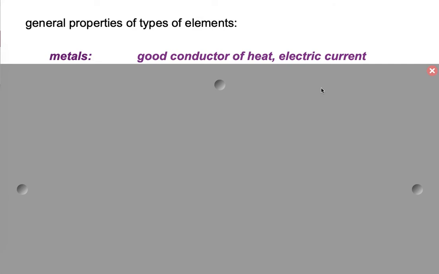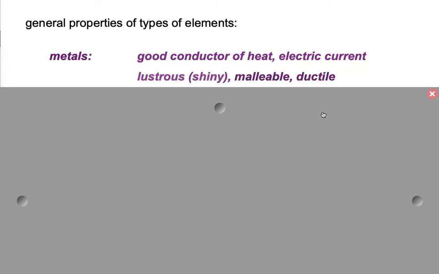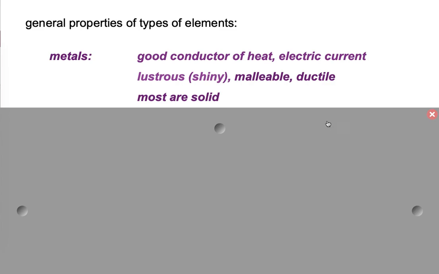And let's talk about general properties of these 3 categories of elements. Metals are good conductors of heat and electric current, and we'll learn in Chapter 6 that that's because they have electrons that can flow freely. They are lustrous, which means they're shiny. Metals are malleable, which means that close to the melting point you can smack it with a hammer and flatten it out into a sheet. They are ductile, which means you can draw them into thin wires. Most metals are solids under normal conditions. The exception would be mercury, which is a liquid at room temperature.